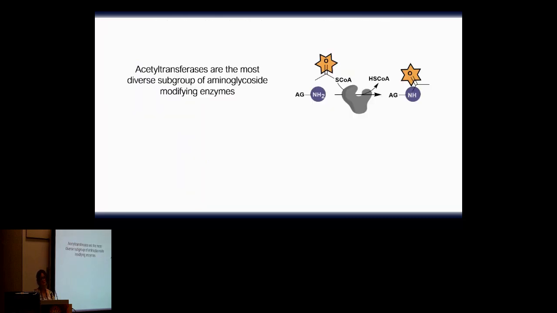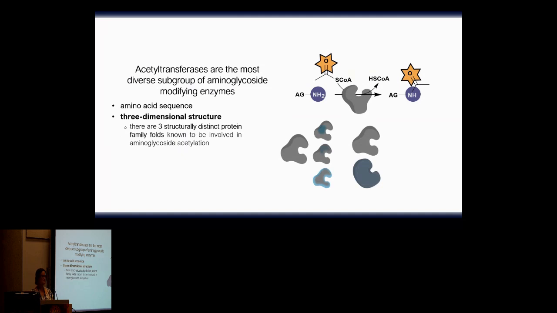These enzymes are referred to as N-acetyltransferases, and not only are they the largest subgroup, but they are also the most diverse. They are responsible for the small modification of transferring an acetyl group from the molecule acetyl coenzyme A to one of the primary amines on the antibiotic. The diversity of this subgroup is reflected both in their amino acid sequence and structure.